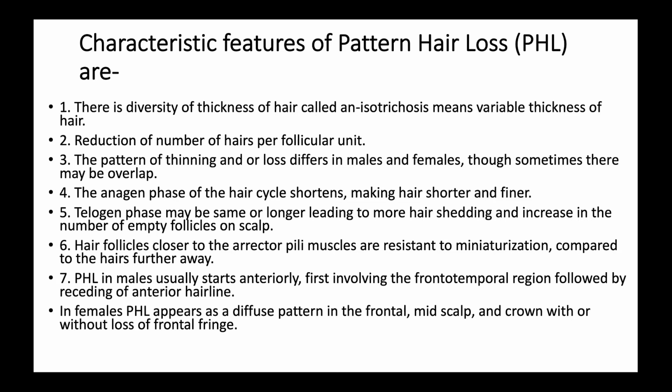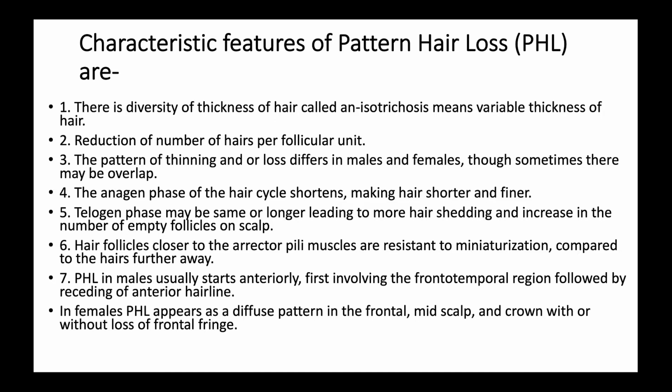So the characteristic feature of pattern hair loss is there is a diversity of thickness of hair called anisotrichosis, means there is a variable thickness of hair. Some are thick, some are thin, and some are very small. That is the variable thickness which you can even see on dermoscopy, even naked eye you can see, and also you can use mobile camera, take the pic and you can zoom it. You will clearly notice that there is a variable thickness of hair, that is the anisotrichosis.